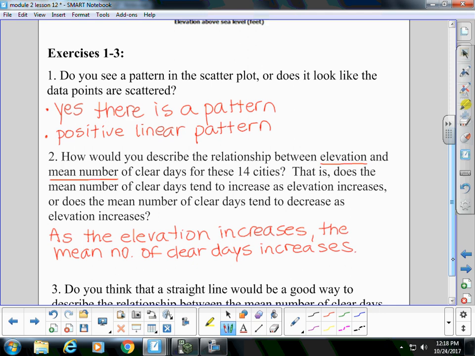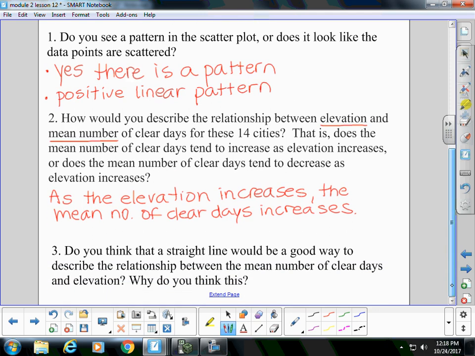You should make sure when they ask you to describe a relationship between two things that you actually state what those two things are in your sentence. And if it's a positive, both things should be going up. And if it's negative, one thing should go up and the other thing should go down.